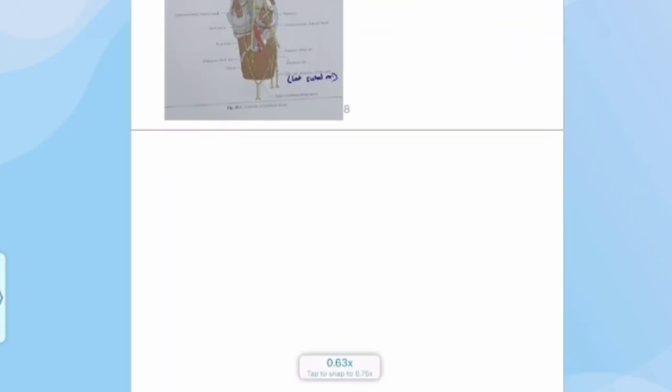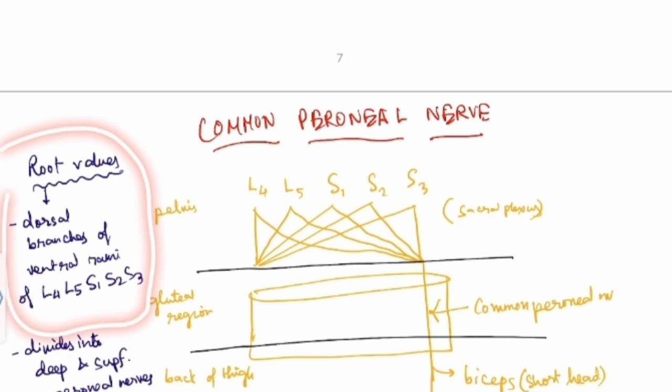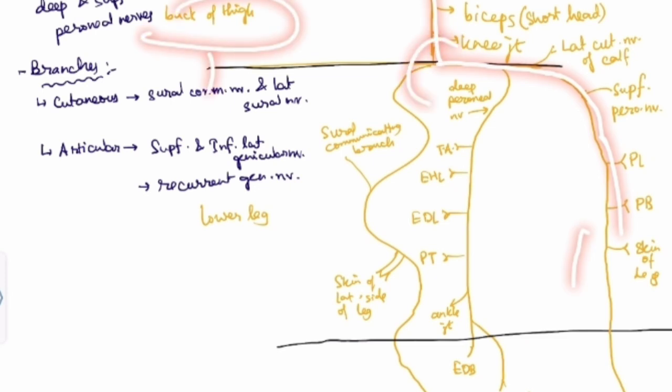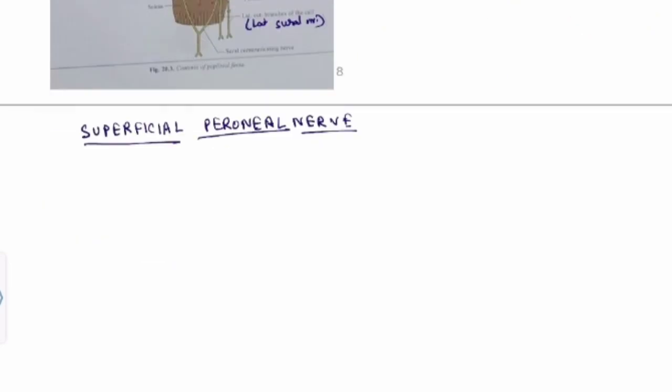Let's go over to another easy nerve, the superficial peroneal nerve. If anybody asks you to write a short note on the superficial peroneal nerve, you have to always begin from the root value, which is mentioned here. Then you have to say that it is a branch of the common peroneal nerve, and from where the common peroneal nerve is arising, in the back of the thigh, the back portion of the knee joint. Then you go into the main substance of the superficial peroneal nerve. You can say that it arises from the superficial division of the common peroneal nerve.